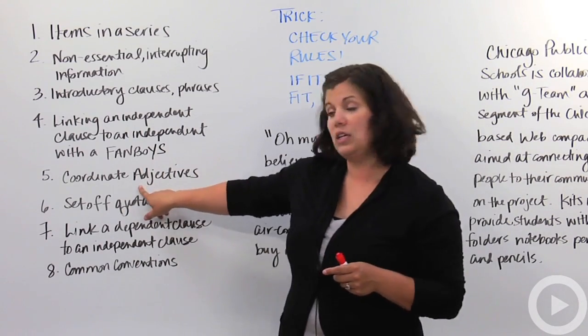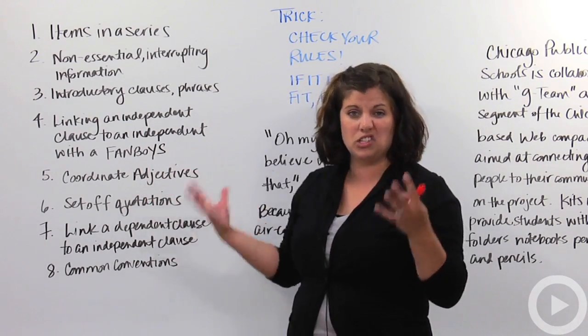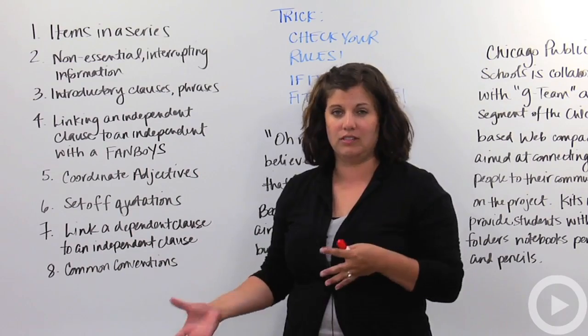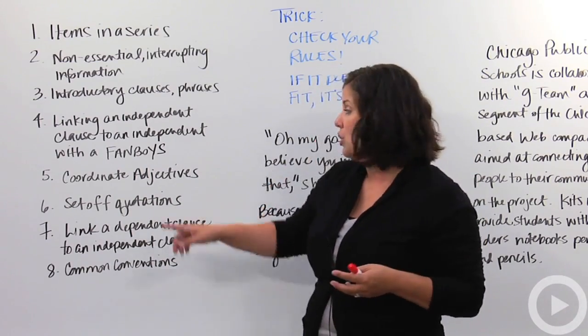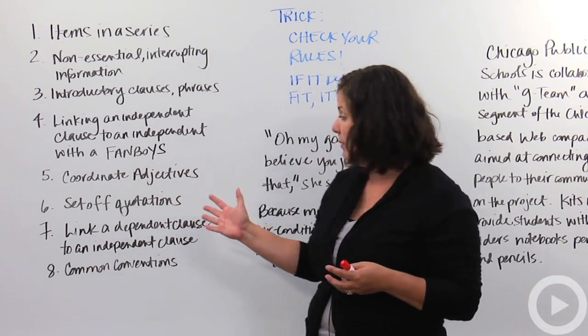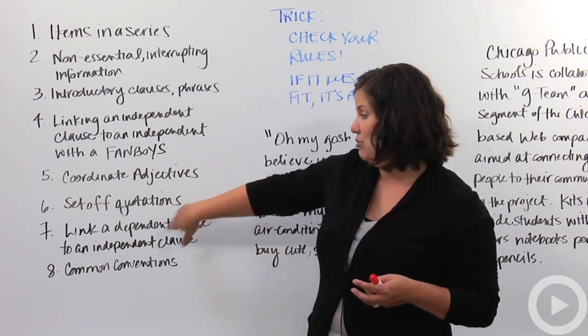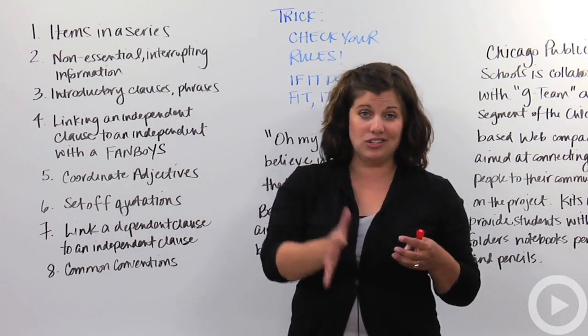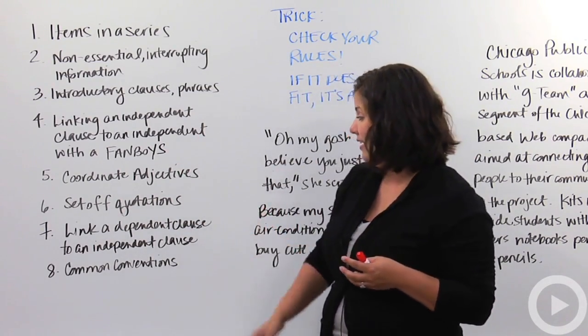The fifth rule is when you've got coordinate adjectives. That just means when you've got more than one adjective describing the same noun, you want to make sure you separate them with a comma. Six, you're going to use those commas also to set quotations off from the rest of your writing.